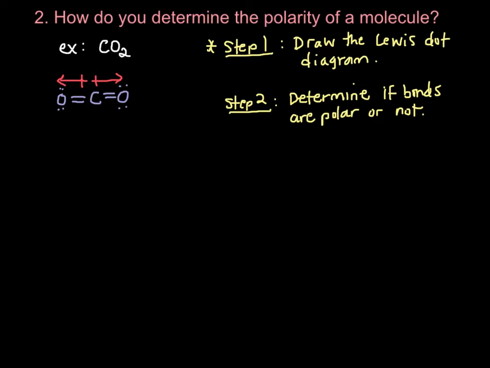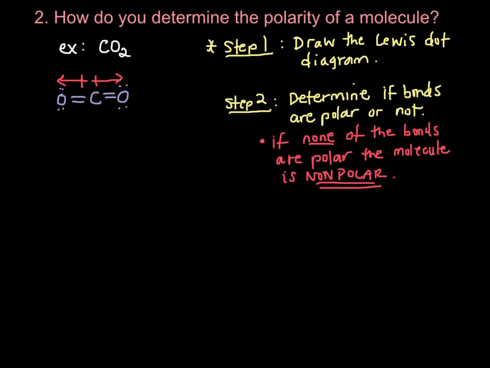Now, at this point, one of two things is going to happen. The first thing that could happen is that you would find that none of the bonds in that molecule are polar, in which case the entire molecule would be nonpolar. Now, if just one of the bonds is polar, this doesn't apply, so you have to move on. But if none of the bonds is polar, then you can just say that the molecule is nonpolar and you're done.